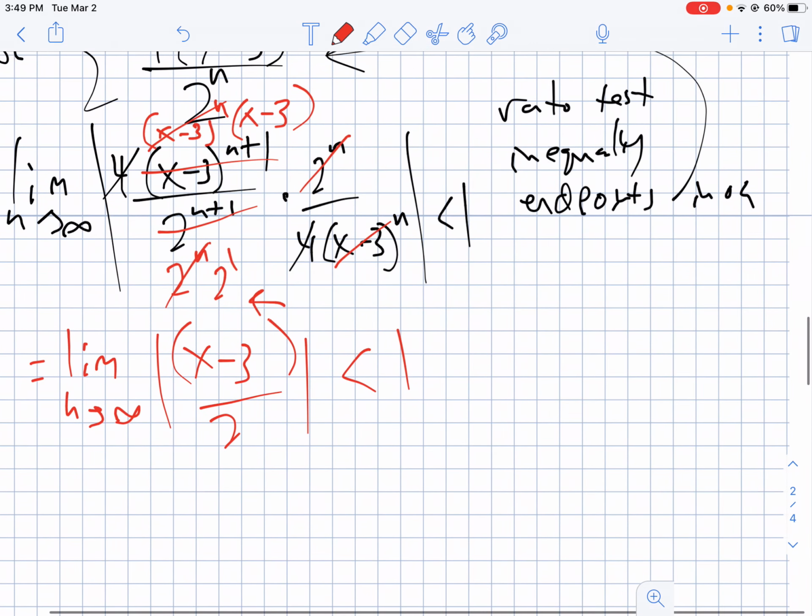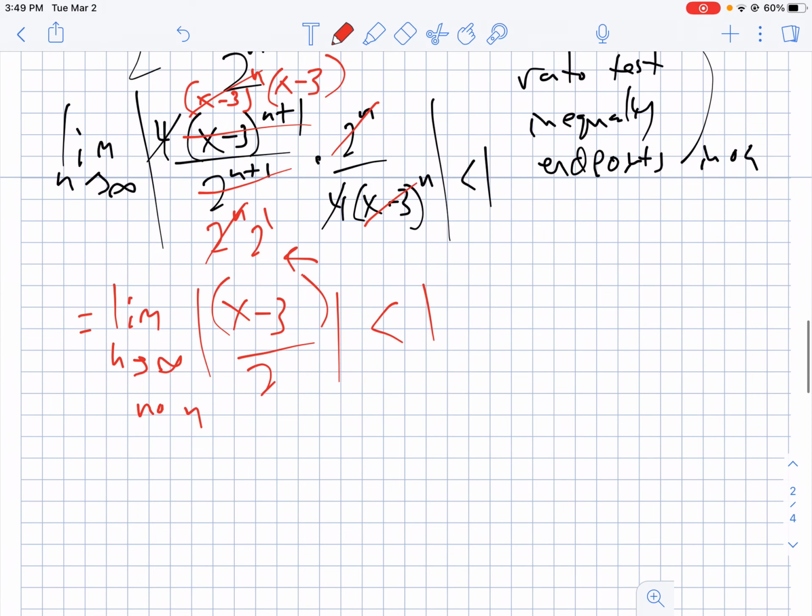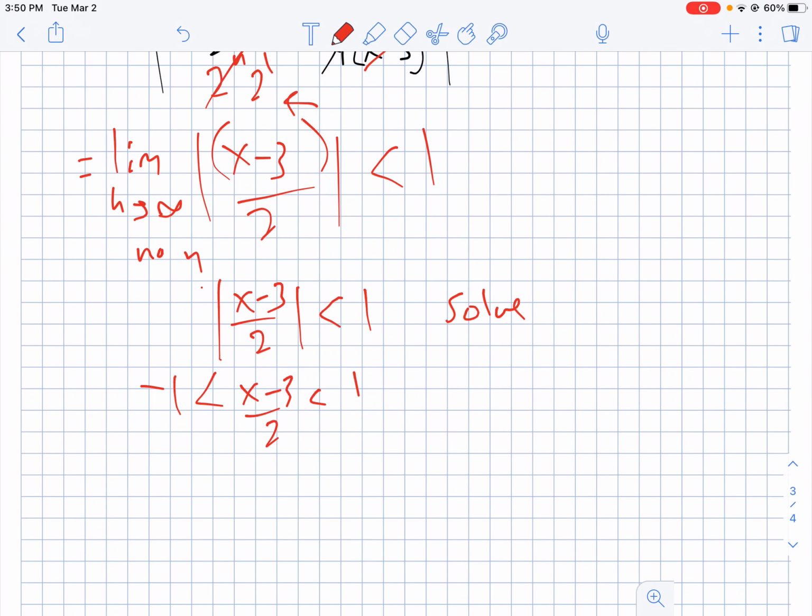Now this limit is kind of a bust, right? Because when you look at this, there's no n, so taking a limit is like no work at all. So you still have your answer in terms of x. You have |x minus 3| over 2 is less than 1. Now let's solve this. So I'm going to get negative 1 is less than (x minus 3) over 2 is less than 1. So I'll multiply everything by 2. So negative 2 is less than x minus 3 is less than 2. Now I'll add the 3 to everybody. So I'm going to get 1 is less than x is less than 5.